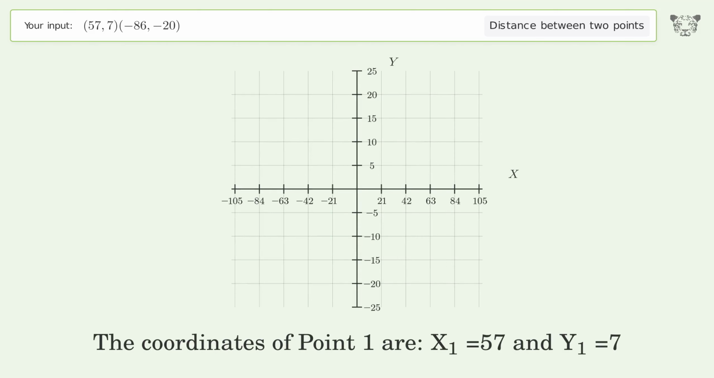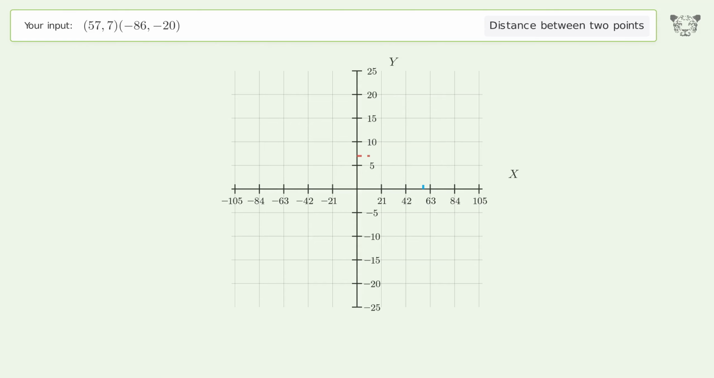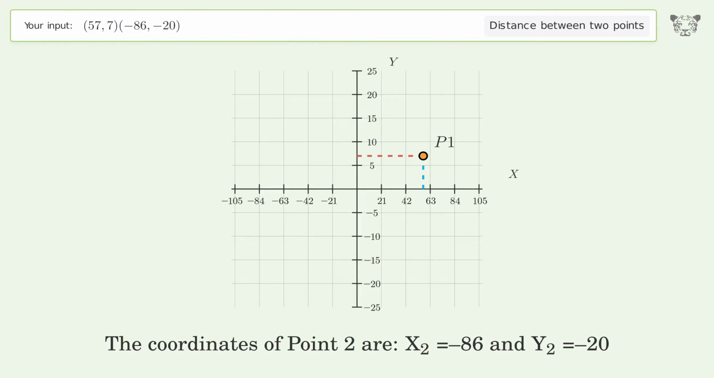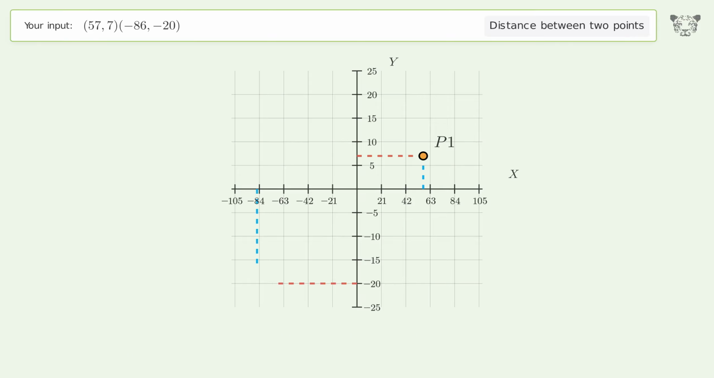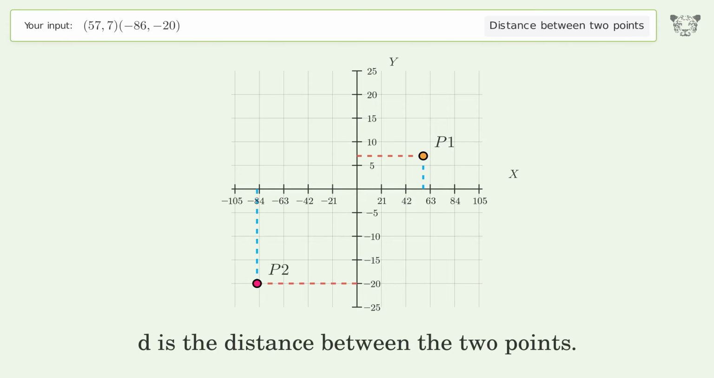The coordinates of point 1 are x1 equals 57 and y1 equals 7. The coordinates of point 2 are x2 equals negative 86 and y2 equals negative 20. D is the distance between the 2 points.